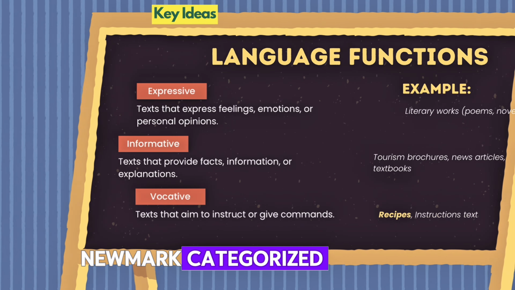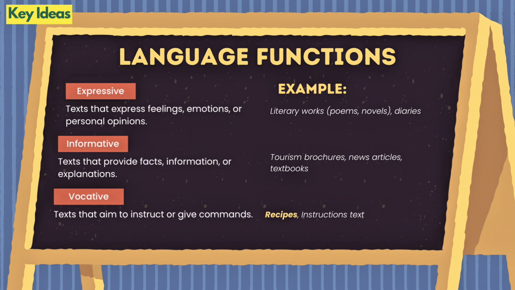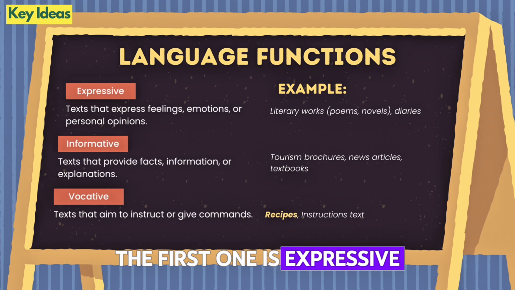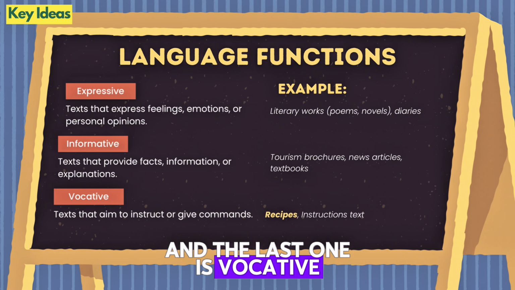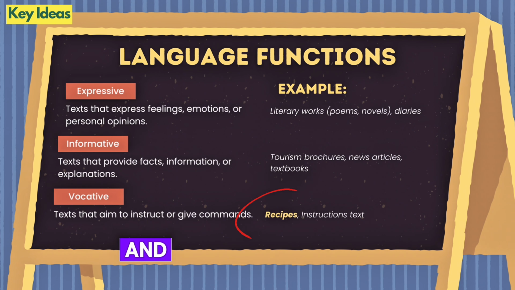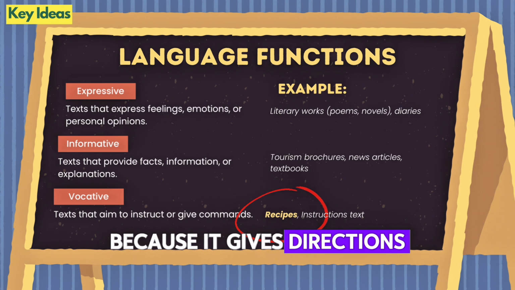Newmark categorized the language function of the text into three types. The first one is expressive, second one is informative, and the last one is vocative. And recipe is considered as vocative because it gives directions about how to do something.